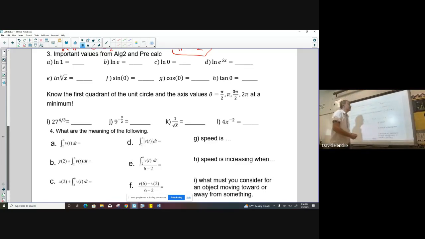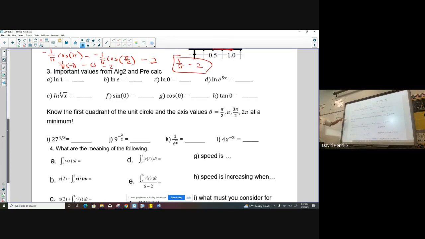All right, so on this one, there's going to be some important values you have to know that College Board is going to expect you to know. First off, like the unit circle, for example, like we saw earlier. You're going to have to know how to do those values. But we need to know what these are.